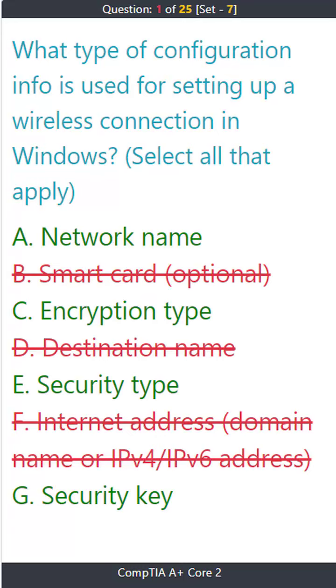The correct answers are A. Network name. C. Encryption type. E. Security type. G. Security key.